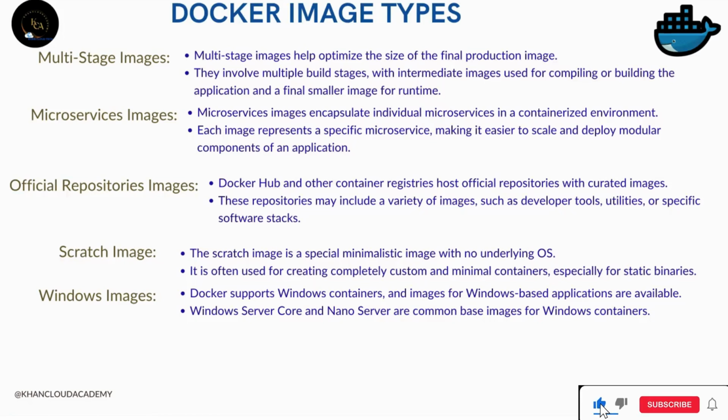Windows images are also available. So for Windows lovers, they can download and start working on the Windows side as well. Docker supports Windows containers, and images for Windows-based applications are available. Like if you have to run any .NET kind of application, you can use these Windows images and run your application on them. Windows Server Core and Nano Server are common base images for Windows containers. So these are also available. Okay.